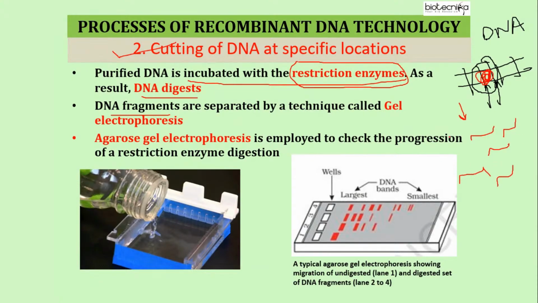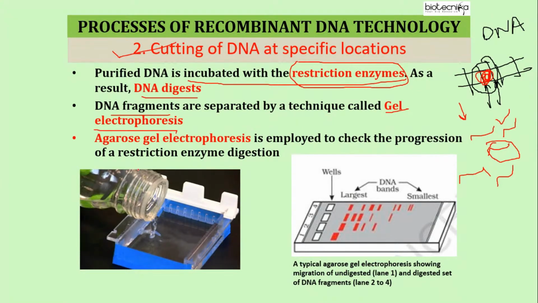Now, once we get these fragments, we have to select our gene of interest. Again, this is a mixture of gene fragments. Suppose this is my gene of interest. How will I know this is my gene of interest? Only by segregating or resolving these fragments over gel electrophoresis.